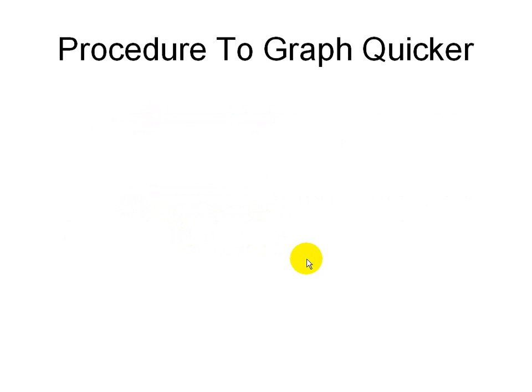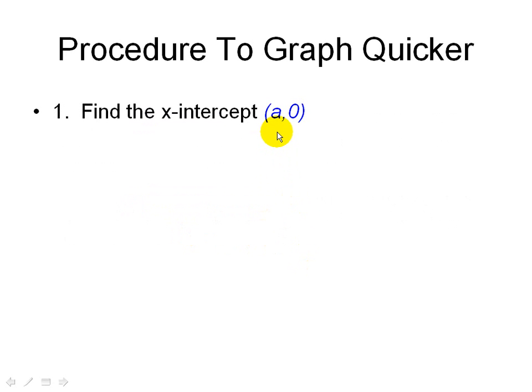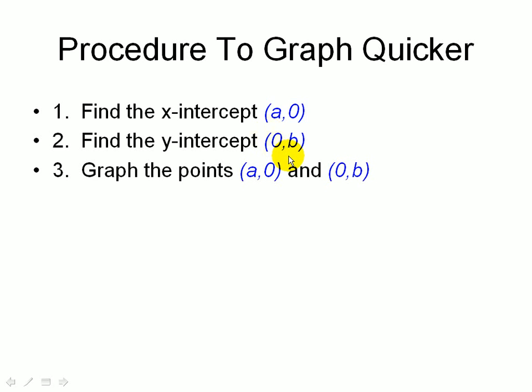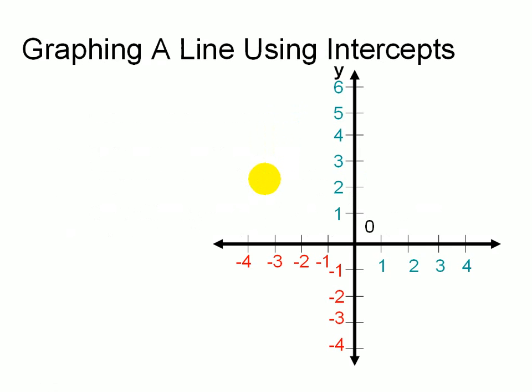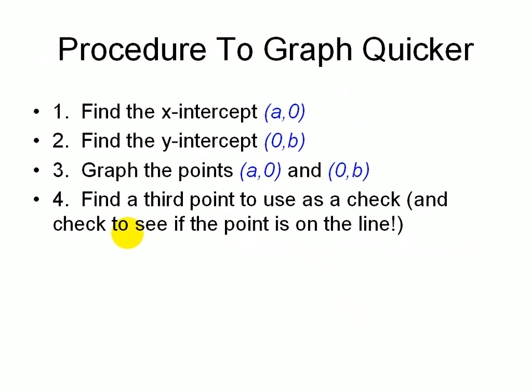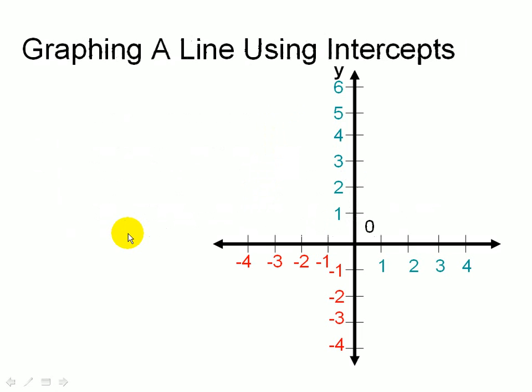So let's look at this procedure once again. Find the x-intercept known as A, 0 coordinates. Find the y-intercept with coordinates 0 and B. And then graph these 2 points to form the line. We can also use a third point to check and see if the point is on the line. So let's look at an example using this process, graphing a line using intercepts.